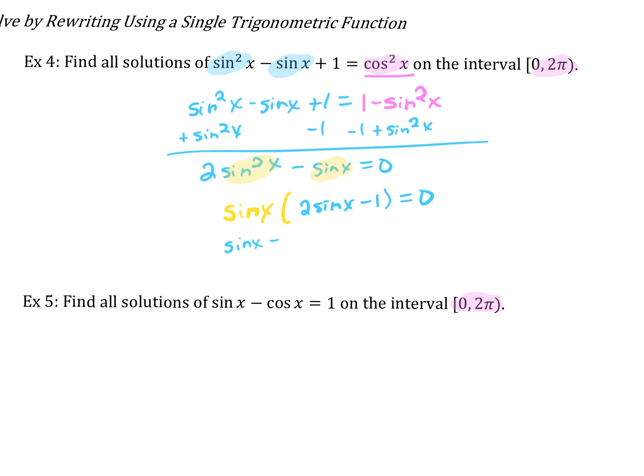So sine of x equals 0. 2 sine of x minus 1 equals 0, so sine of x equals a half. And sine of x equals 0: that's the y values equal to 0, which is at 0 and at pi. And sine of x is a half. That is at, whoops, I'm sorry, pi over 6 and at 5 pi over 6.